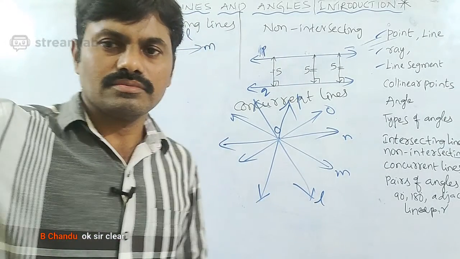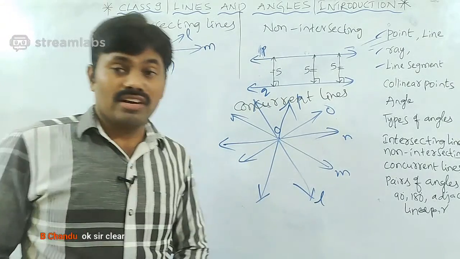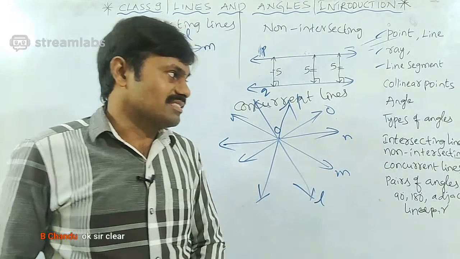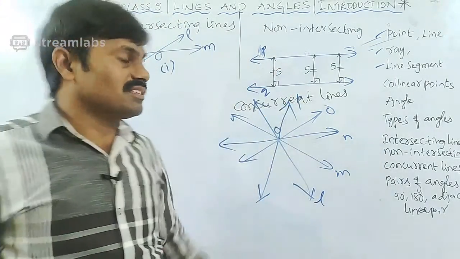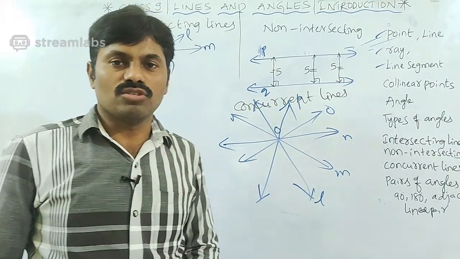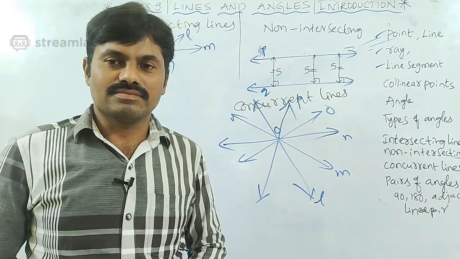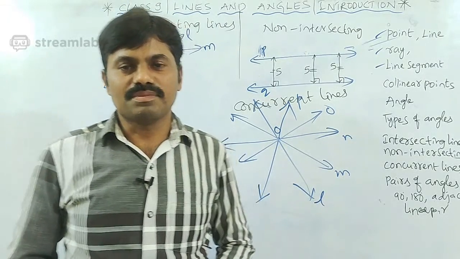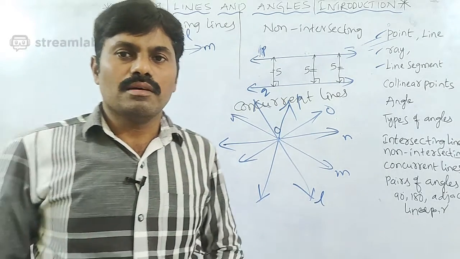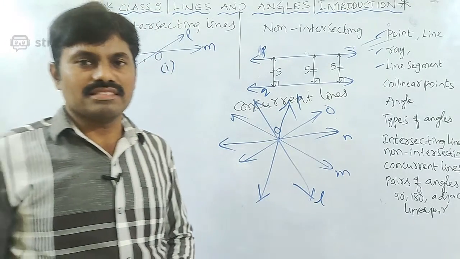Okay, clear? Now the next important concept is completed: intersecting lines, non-intersecting lines, concurrent lines. So what do parallel lines mean? In a plane, if 2 lines are not at all intersecting each other, we call those parallel lines, or else the perpendicular distance between any 2 lines is constant. We call such type of lines parallel lines. Clear?